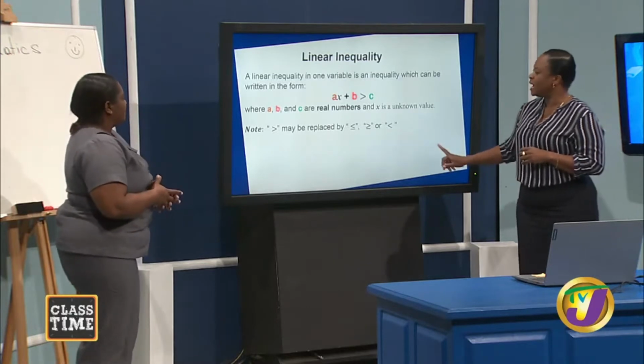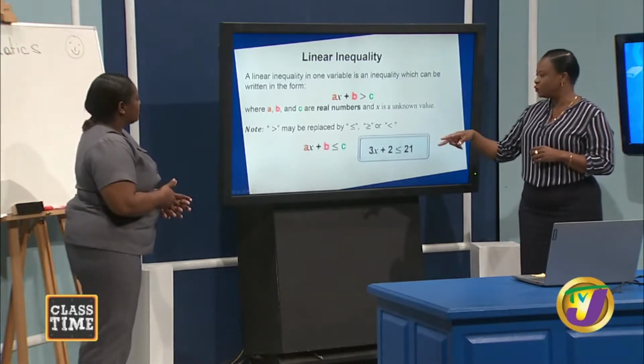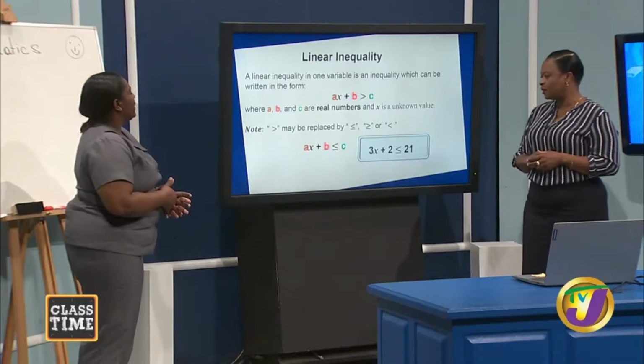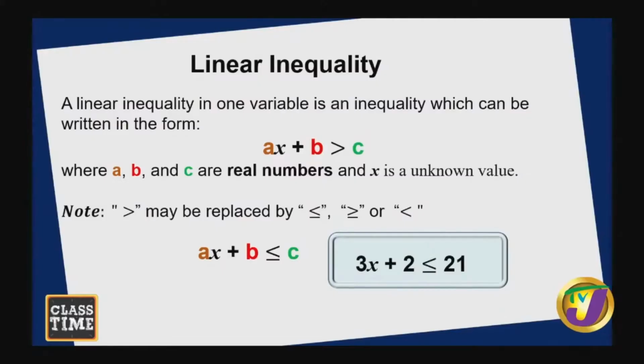And here we have another example: ax + b ≤ c, and the example is 3x + 2 ≤ 21.